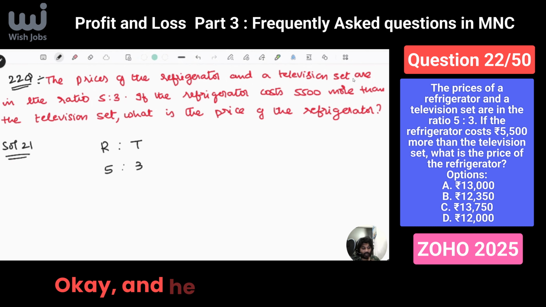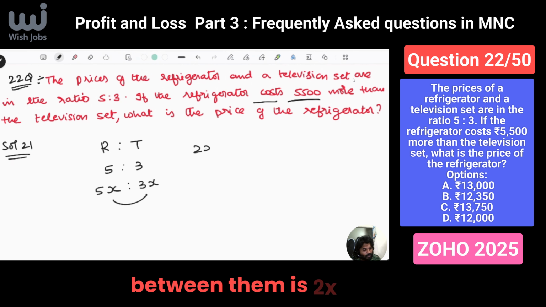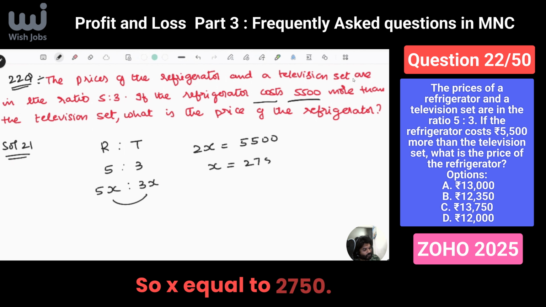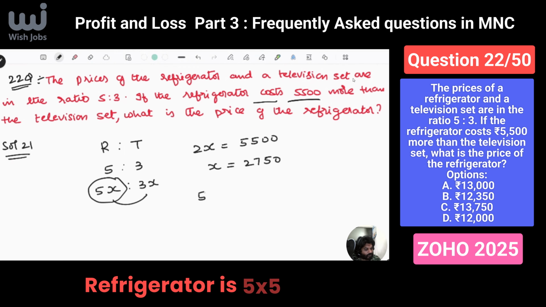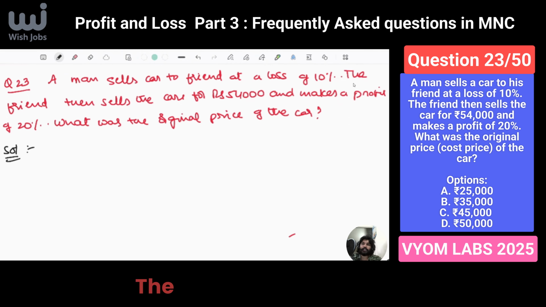Okay, and he told the refrigerator costs 5,500 more. So if you take that as 5x and 3x, because they're in the 5:3 ratio, the difference between them is 2x. He's saying 2x equal to 5,500. So x equal to 2750. And what is the price of the refrigerator? Refrigerator is 5x. 5 into 2750 will be your answer. We'll see the 23rd question.